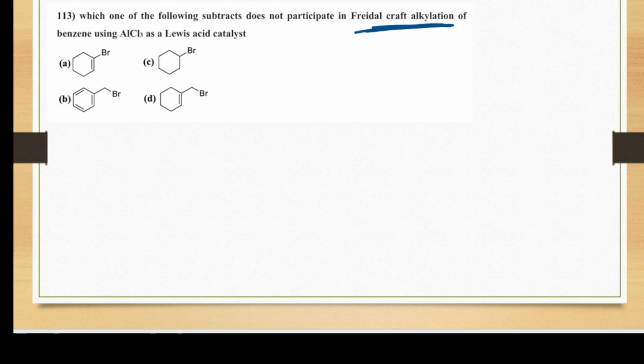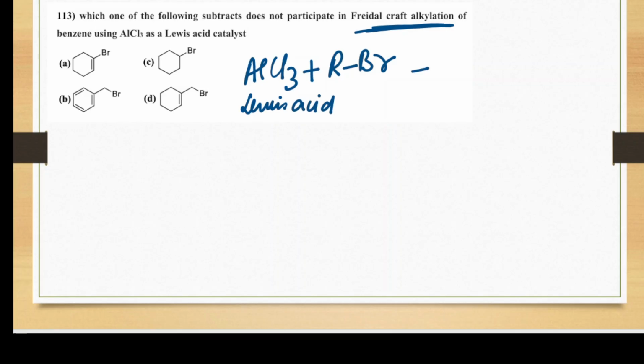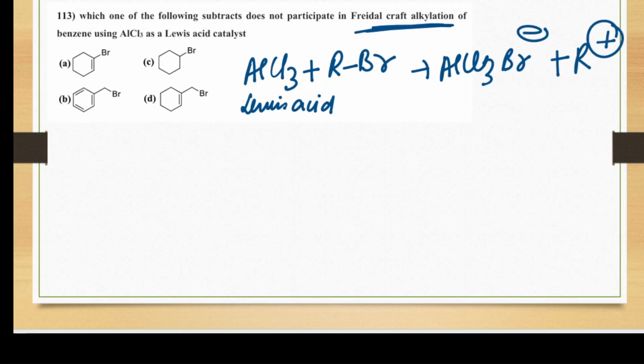So in the Friedel-Crafts alkylation, how does the reaction proceed? You get the formation of carbocations. Because you generally have AlCl3 and you treat it with RBr. How is the reaction going to proceed? This is my Lewis acid. It will form AlCl3 with the Br group, an overall negative charge will be formed, and an R positive species is formed.